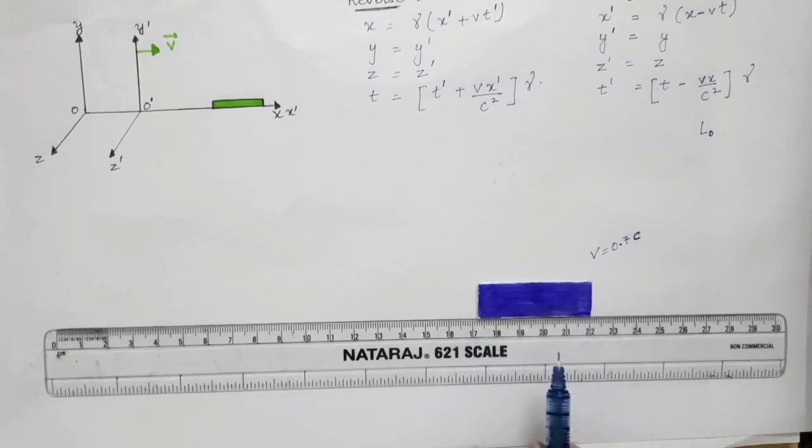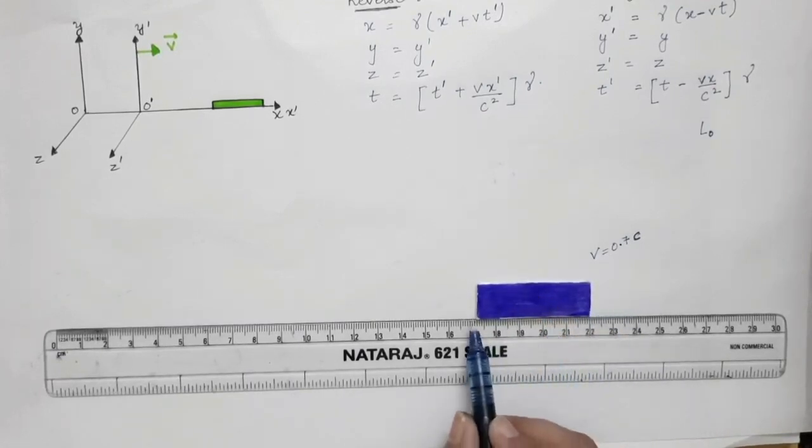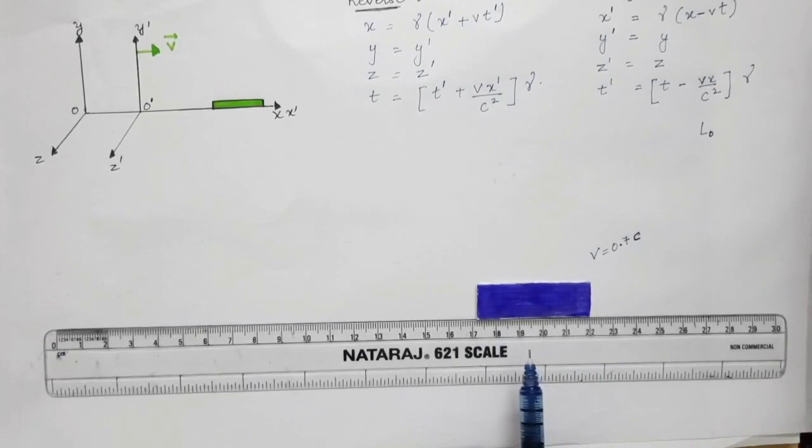So we are talking about the object at rest with respect to u. When this object is at rest like this with respect to u, x1 and x2 are independent of time. They do not change with time. So this will remain 17 centimeters always, and this will remain 22 centimeters always. So the length of the object in your frame of reference, or in the frame of reference of this object, will remain 5 centimeters only.